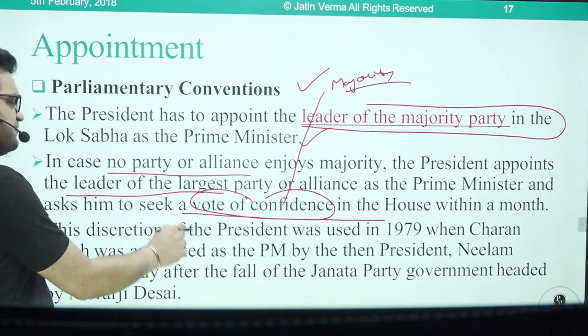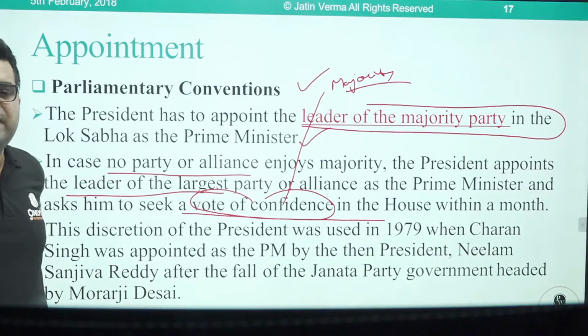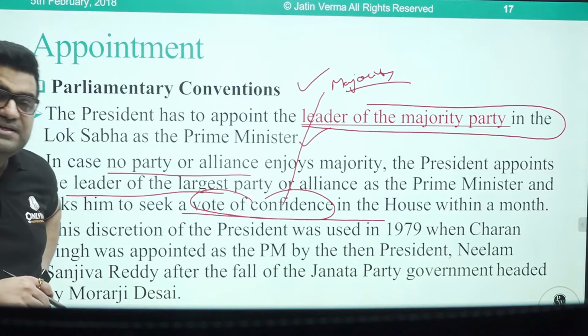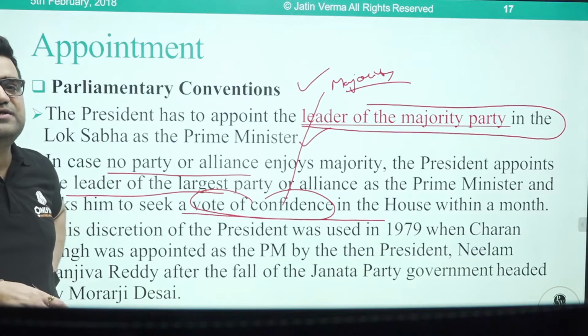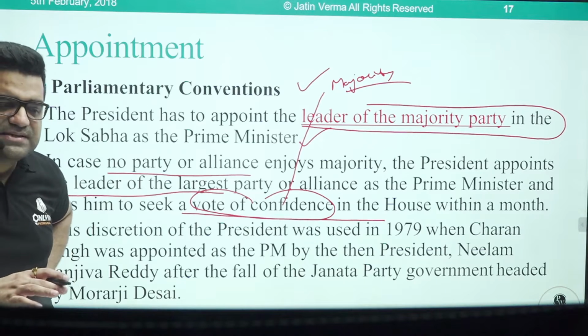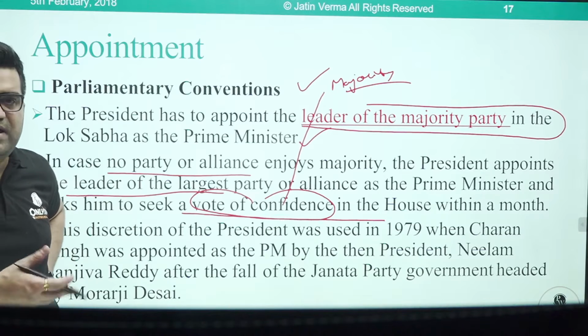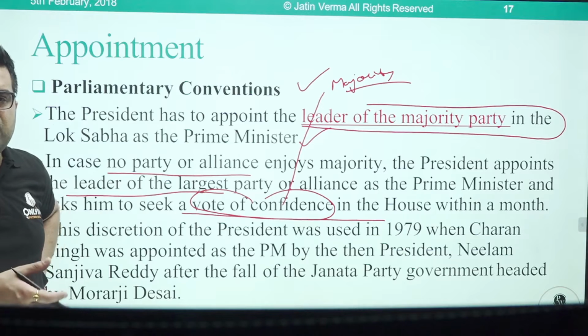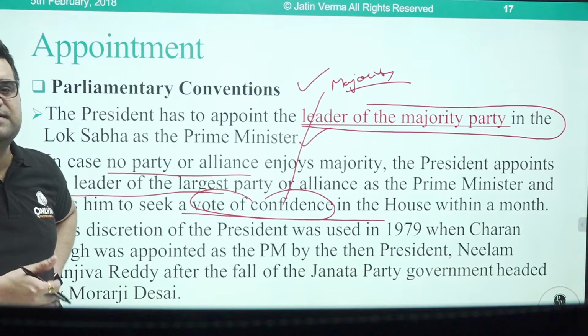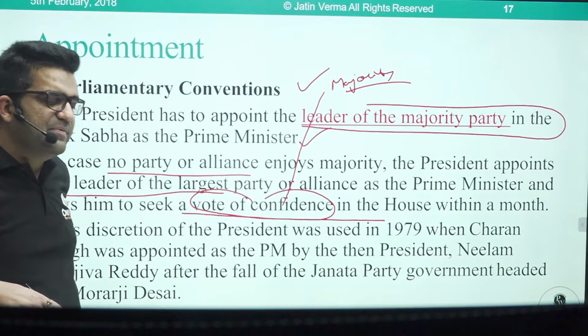The discretion of the president was used in 1979 when Charan Singh was made the prime minister, when Morarji Desai was not able to prove his majority. In 1979, after the emergency phase, Morarji Desai won the election, but his Janata Party government fell because of withdrawal of support. Then Chaudhary Charan Singh was made the prime minister, exercising the discretion of the President of India.